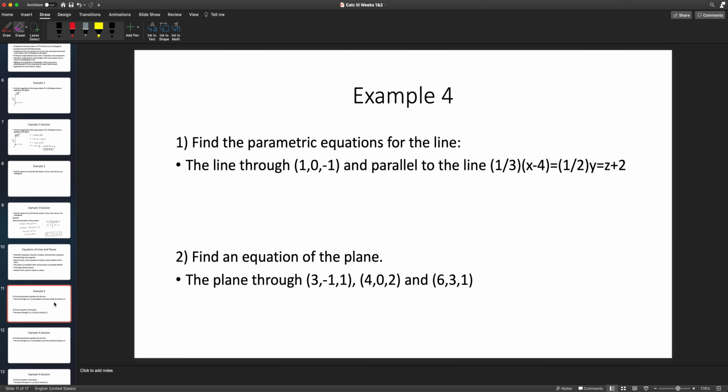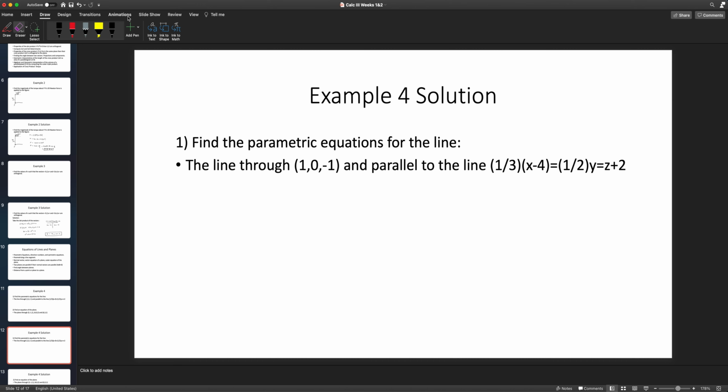So we need to find parametric equations for the line through (1, 0, -1), parallel to this line. And we need to find an equation of a plane. First, we'll find the parametric equations for the line.